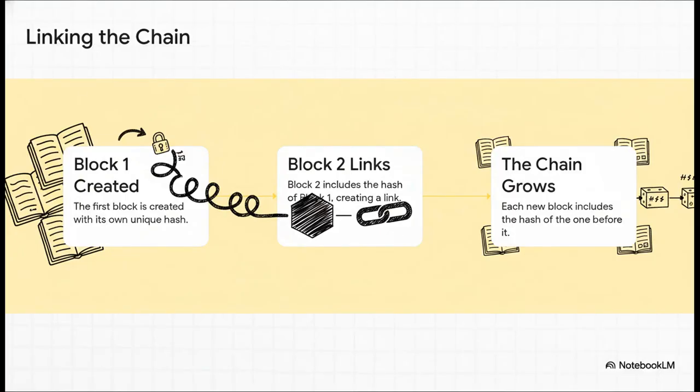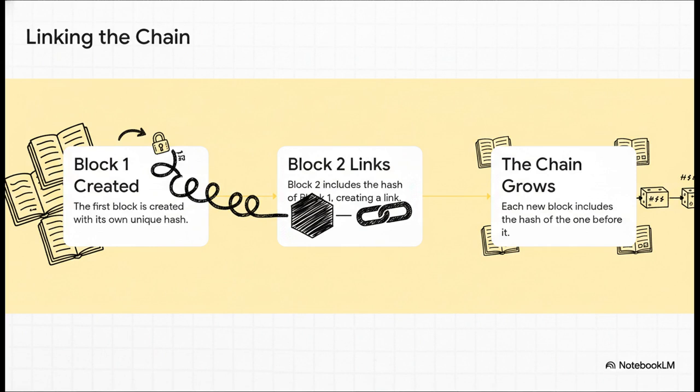So how does this all fit together? Well, picture each block in a blockchain as a page in a digital notebook. Once that page is filled with transactions, you seal it with its own unique hash, its own fingerprint. Now, when you start the next page, block 2, you don't just write down new transactions.